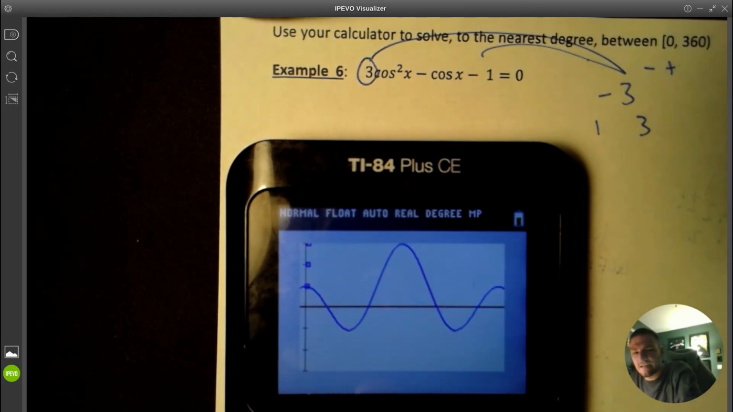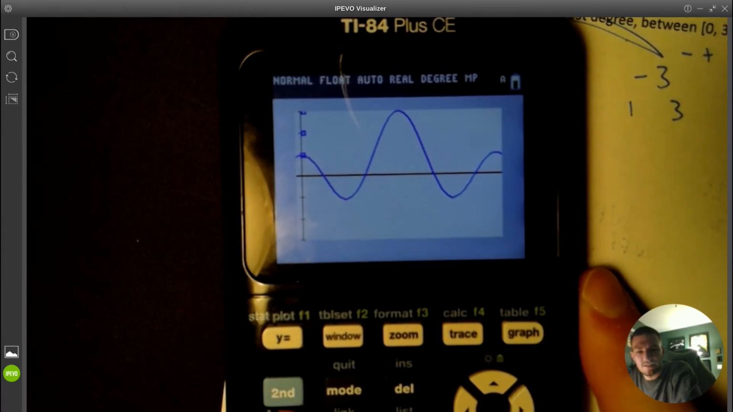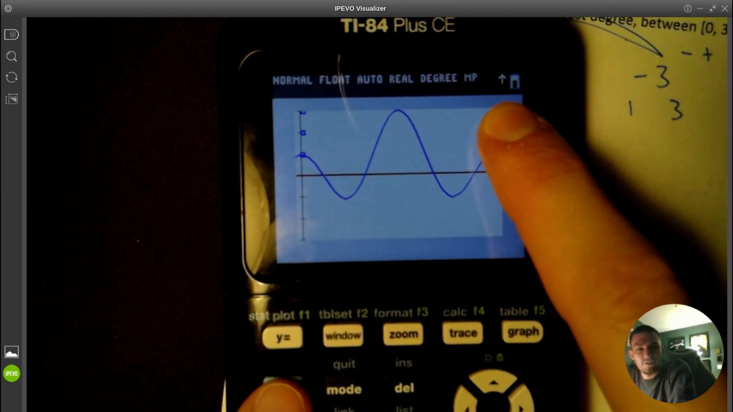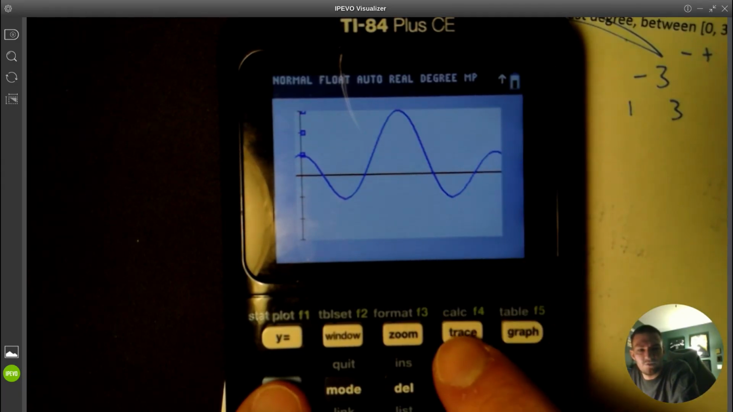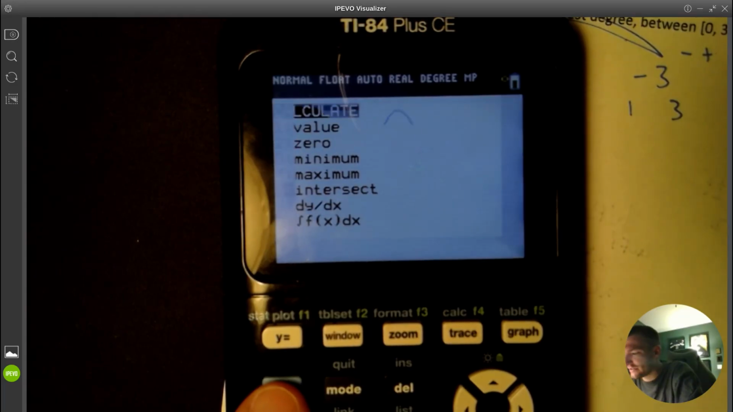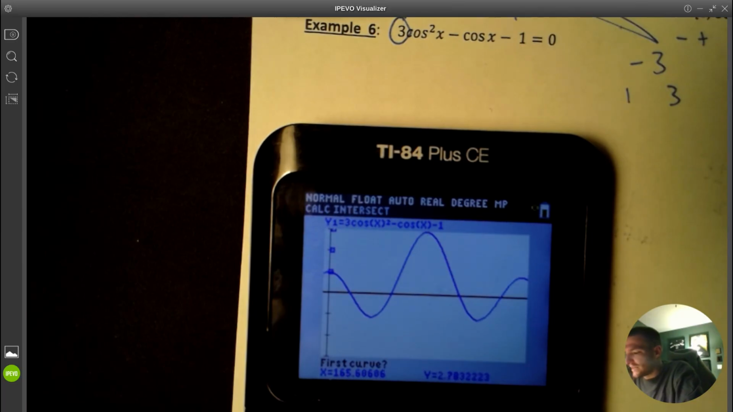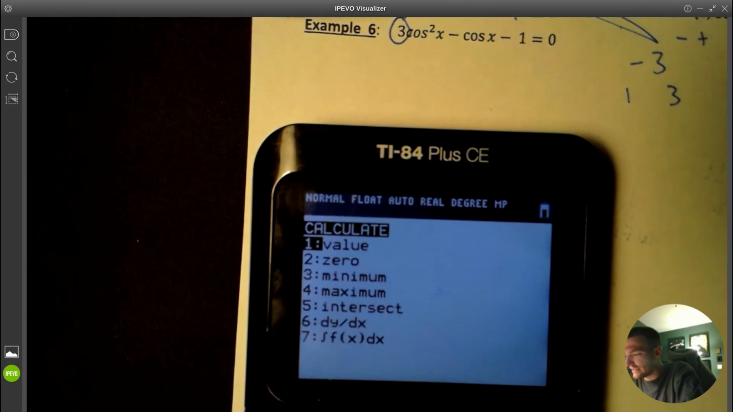And if I want to find these intersects, these x-intercepts, I can do second. So you can press the second button here. You see up in the top, it gives me that arrow. And then I can do calculate, this trace button. I can calculate the intersect. Now I don't really want to calculate the intersect. Hold up. I want to find the 0.